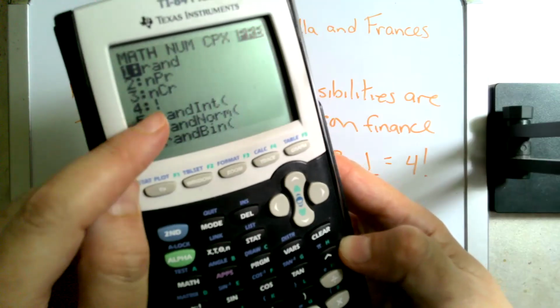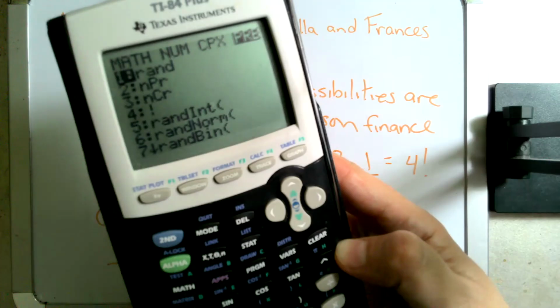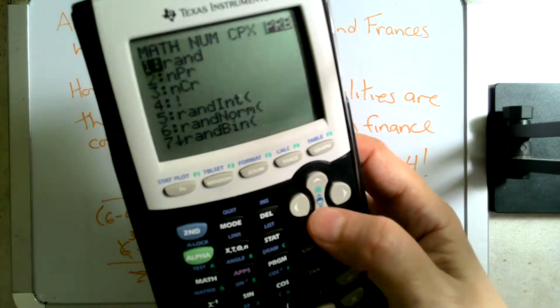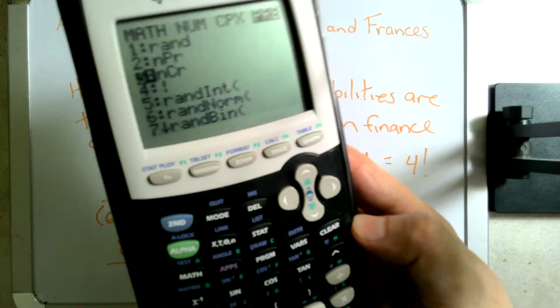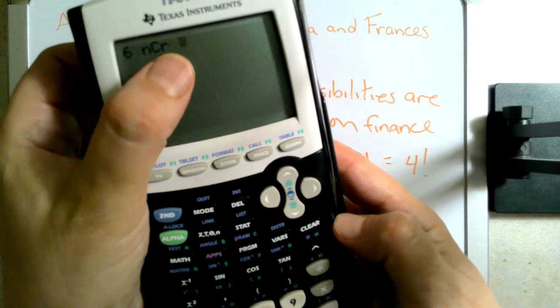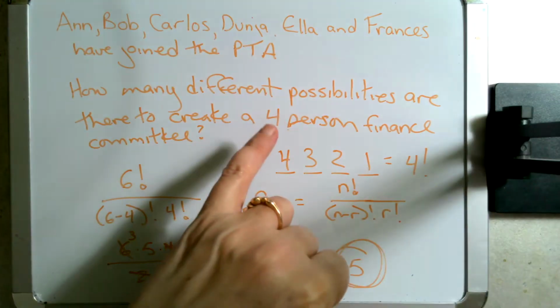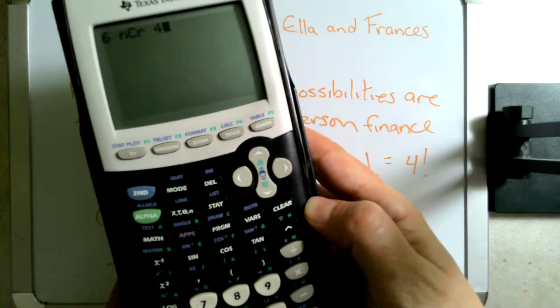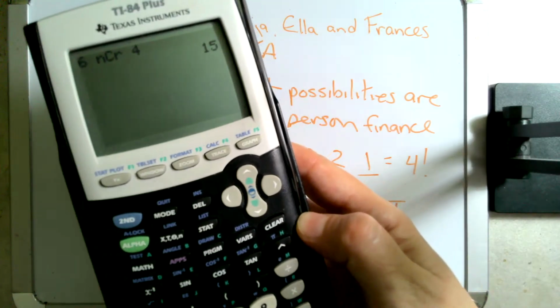And by the way, notice right here, there's your factorial if you ever need to use that. But I'm going to go down to 3 and press enter. You could also just enter the number 3 here and it'd pull it up. 6, nCr, and then how many am I choosing? 4-person group. Now I press enter, and lo and behold, I get 15.